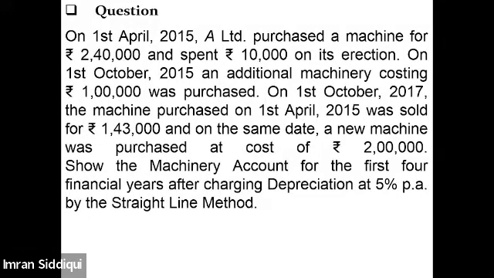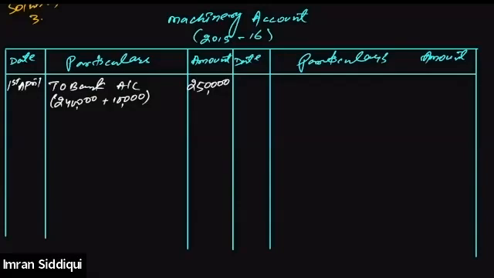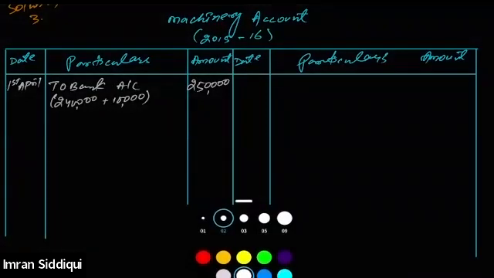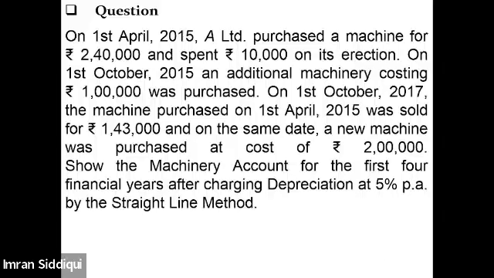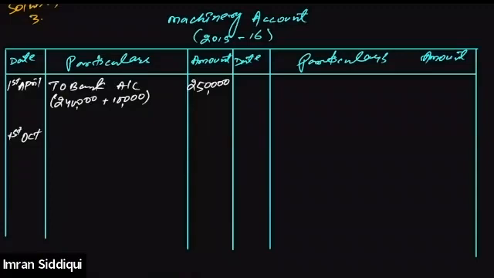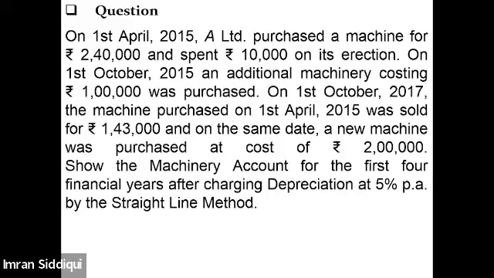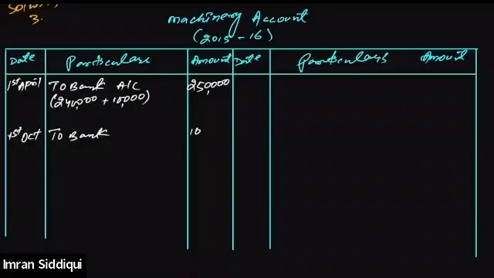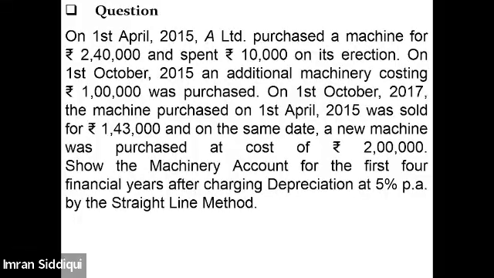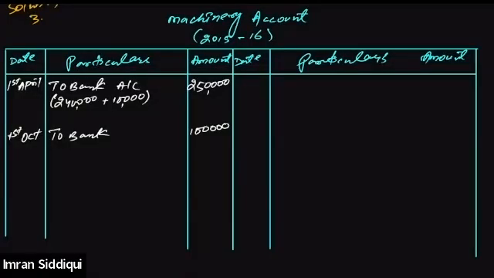Then on 1st of October 2015, an additional machinery costing 1 lakh was purchased. That means in the same year, on 1st of October 2015, A Limited purchased one more machine. We'll write this again to bank. The amount of the machine was 1 lakh, so 1 lakh will be debited to machinery account again. This is the new machine that the company has bought. Is it clear? Yes, sir.